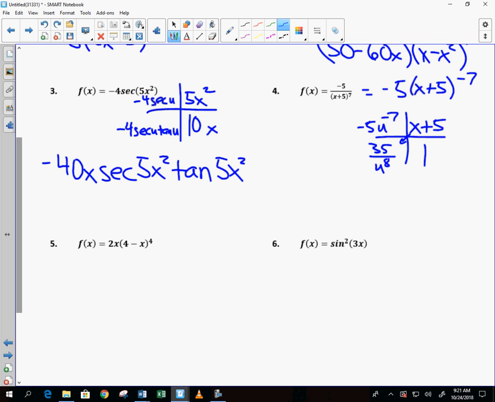Now, here's one thing that's kind of nice. Look at this. If the derivative of the inside is 1, then it doesn't really impact the outside at all, does it? So it is just 35 over x plus 5 to the 8th power. Are you all satisfied that you know the basics of the chain rule? Then let's try to get more complicated, okay?